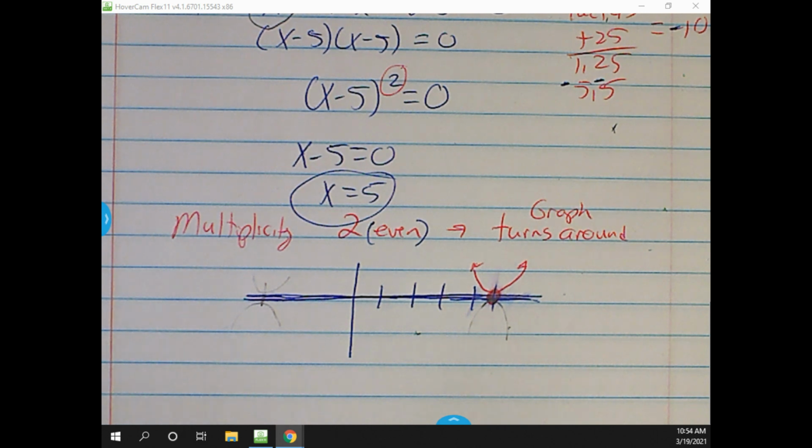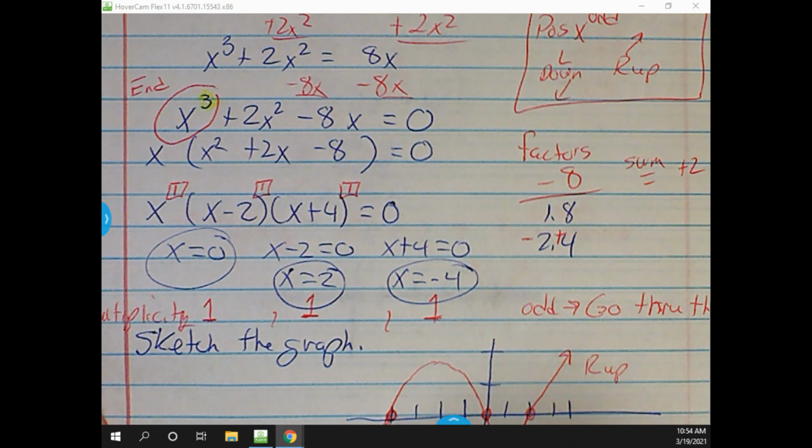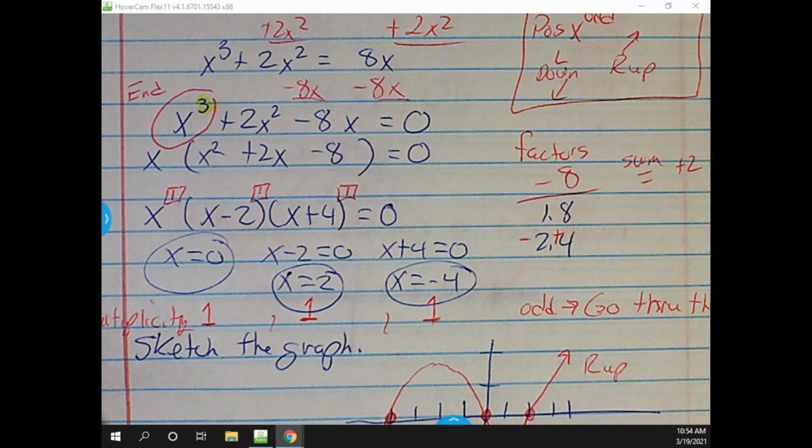Okay, and again, that's what the multiplicity does. It tells you what happens when you get to that point on the x-axis. If the multiplicity is even, you're going to turn around. If the multiplicity is odd, that means whenever you get there, you keep on going through it. You don't stop, you just keep going.